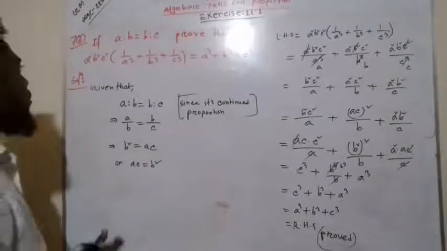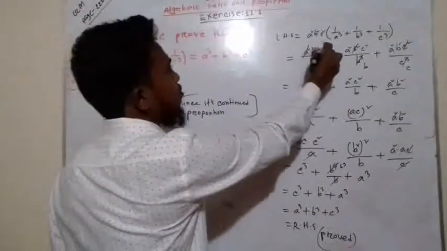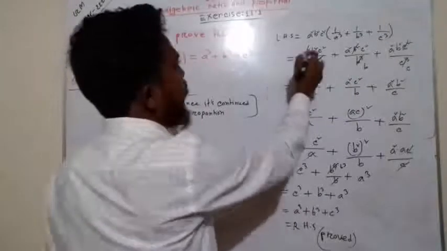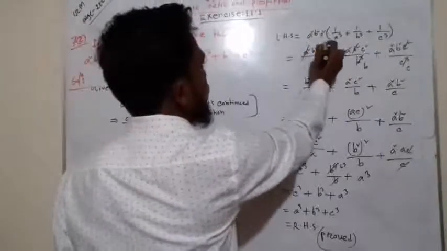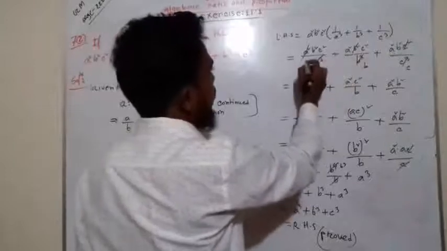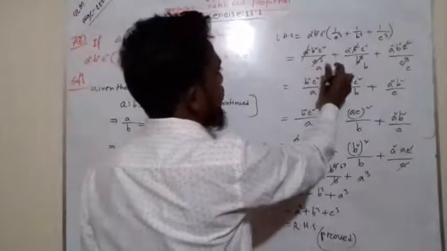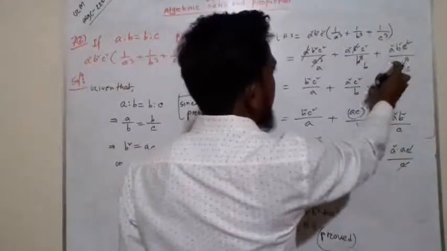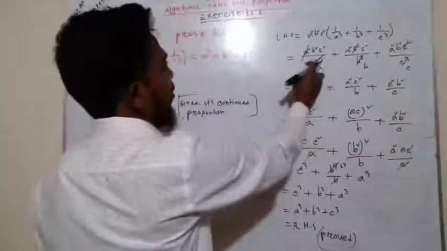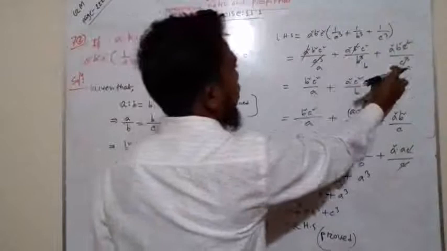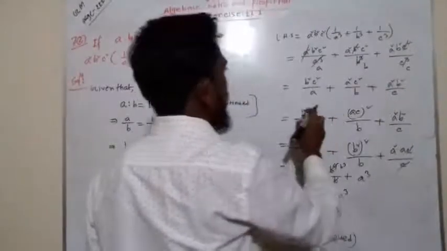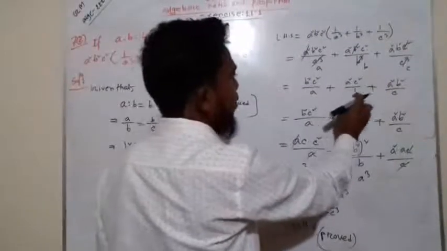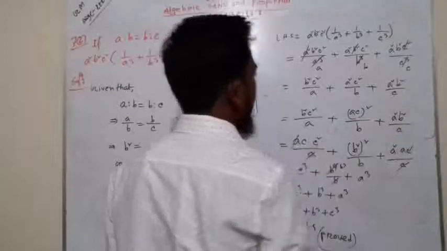Now the left hand side, a²b²c²(1/a³ + 1/b³ + 1/c³). Now multiply a²b²c² by each term. So a²b²c²/a³ + a²b²c²/b³ + a²b²c²/c³. Now cancel a³ upon a², b³ upon b², and c³ upon c². So we can write b²c²/a + a²c²/b + a²b²/c.